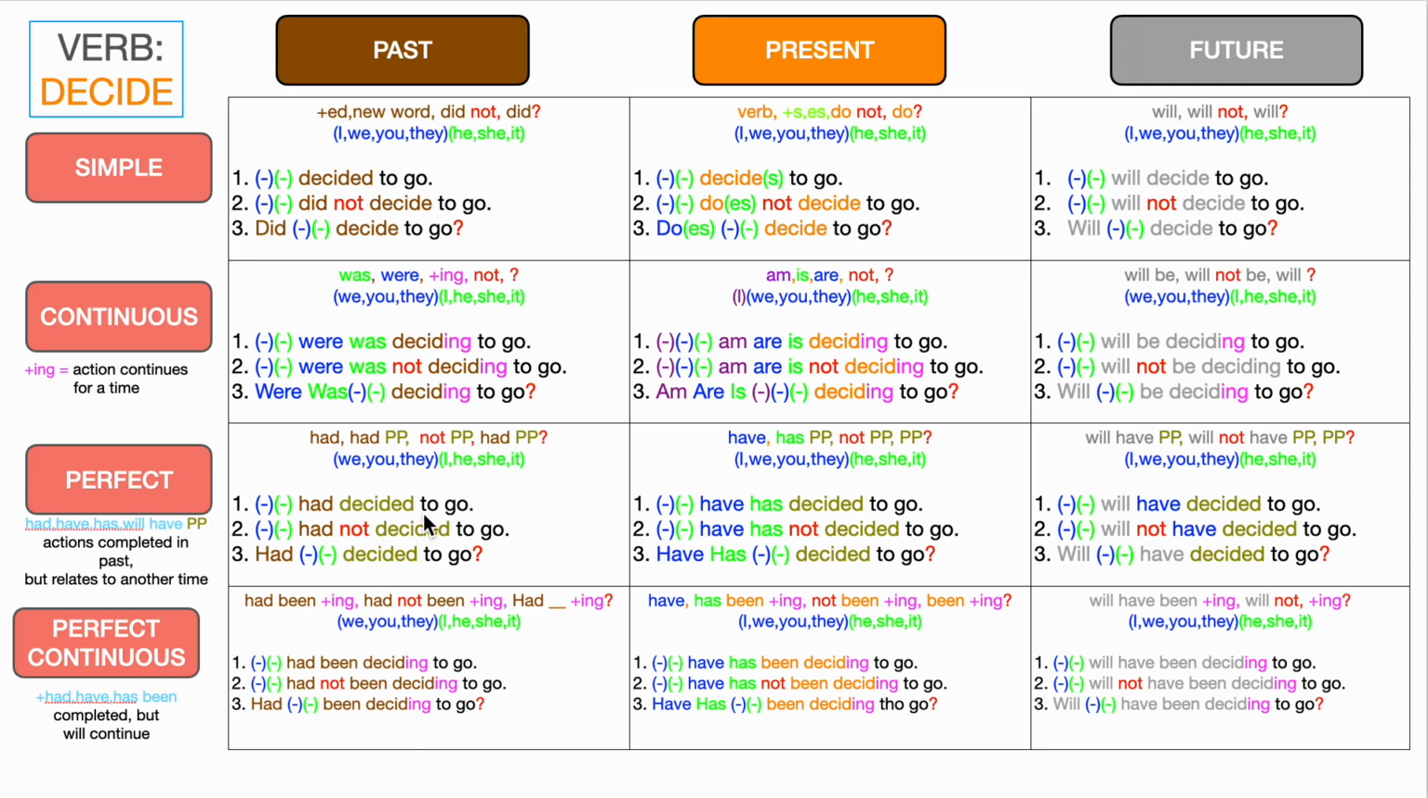And remember, we don't use these last two rows very often. Most of our sentences are the first two rows, simple and continuous. But here's the verbs to practice.